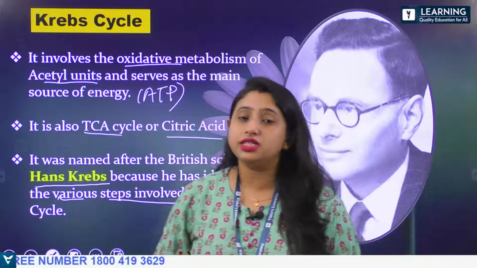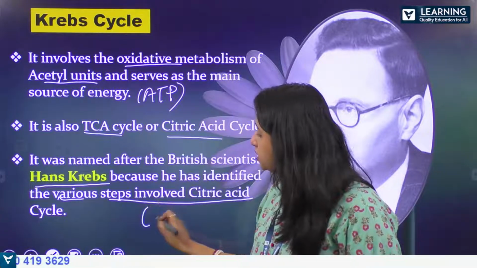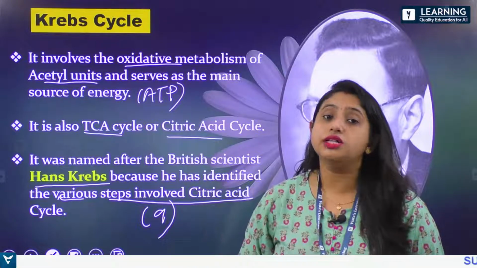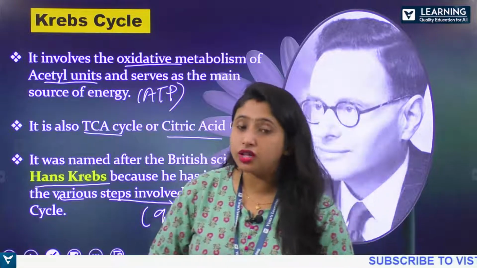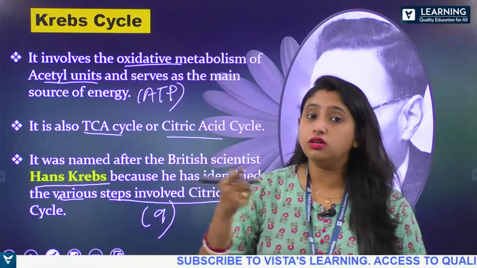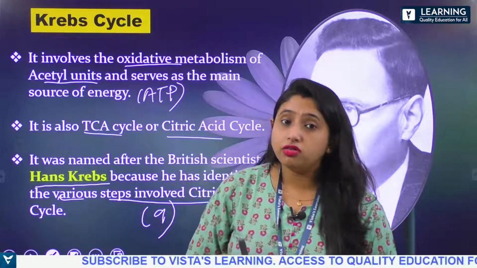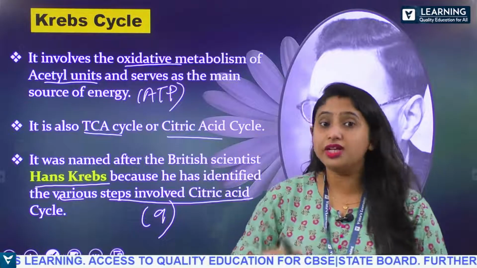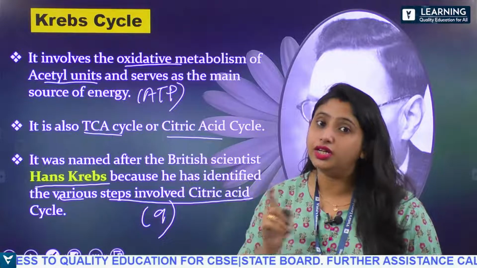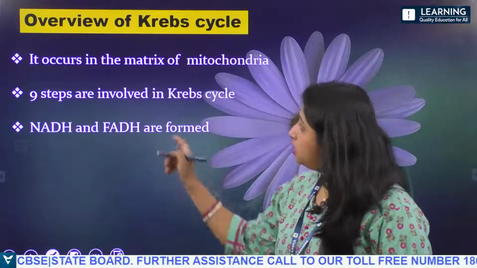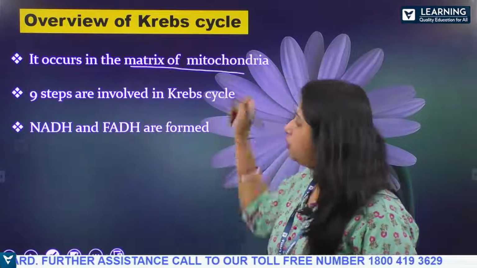In the citric acid cycle there are a total of 9 steps involved. In the glycolysis pathway you have seen that there are a total of 10 steps involved, right? That is how glucose is broken down to pyruvate. But in this case, 9 steps are involved, and it is a cyclic process. It will continue. Next, it occurs in the matrix of the mitochondria.